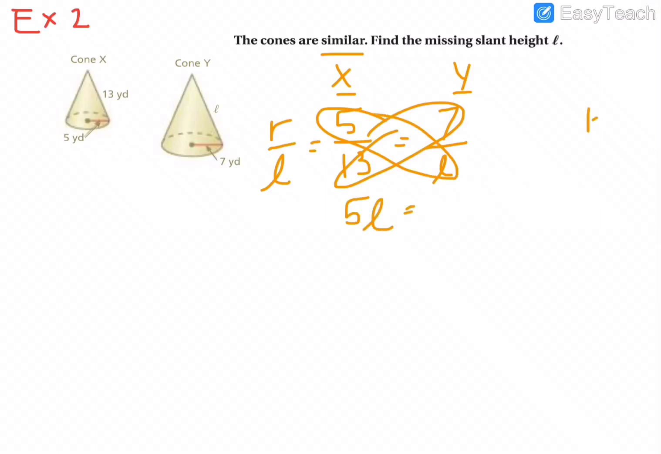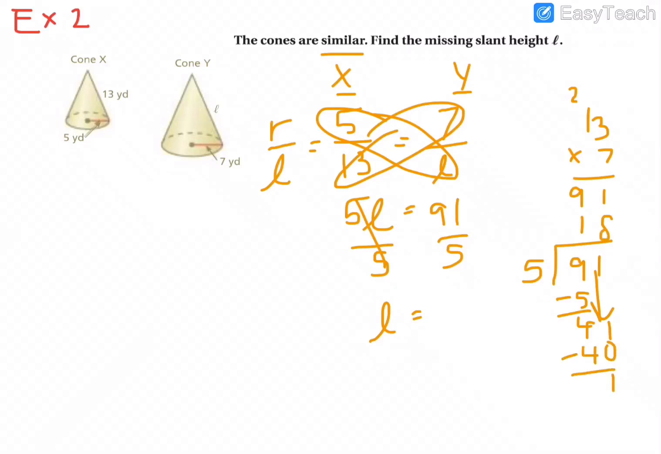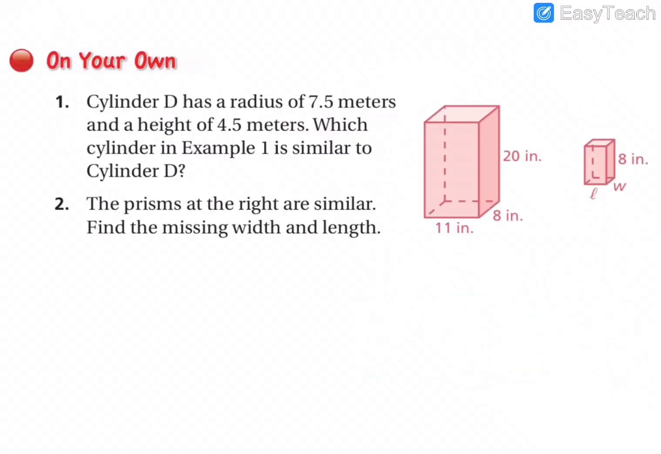So we have 5L equals 91, and we're going to divide by 5. And that's going to give us 18 2/10. And we will label that with yards. Okay, so on your own, try these two and come back when you are ready to check.